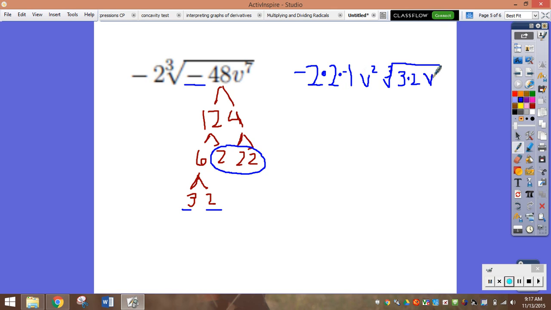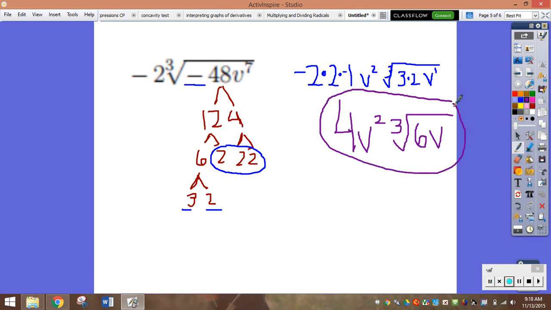So that means v to the 1st will go back inside the radical. And so, to simplify what all I have written out, I'm going to multiply the numbers. And then instead of writing v to the first, because you don't ever see that, I'm just going to write v, because the one's understood to be there. And so negative 2 times 2 would be negative 4. Negative 4 times negative 1 would be positive 4. So I have 4v squared, and then the cube root of, and then 3 times 2 is 6, and then I have that v. And so this would be the simplified form of your original expression.